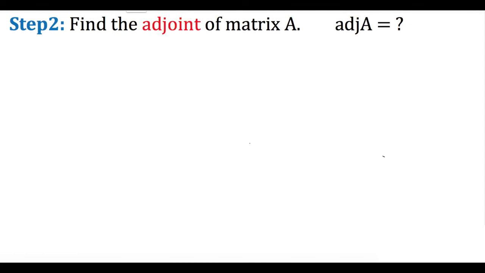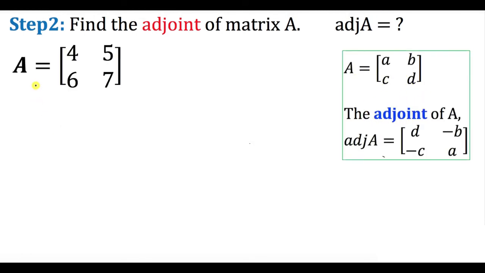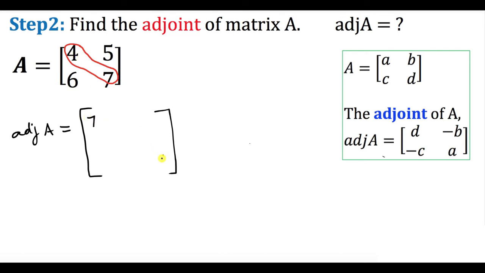The second step, we are going to find the adjoint of the given matrix A, adj A. This is the formula of the adjoint of A. How do we find it? We change the order of these two numbers, so you put 7 and 4 in switched places. So this is 7 and then this is 4, and the other diagonal you just multiply by negative: 5 multiplied by negative 1, and 6 multiplied by negative 1.